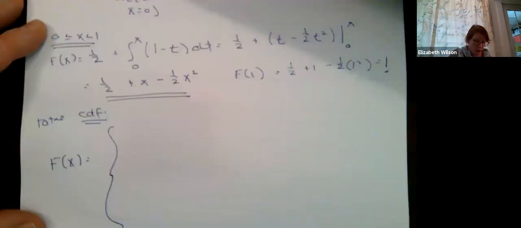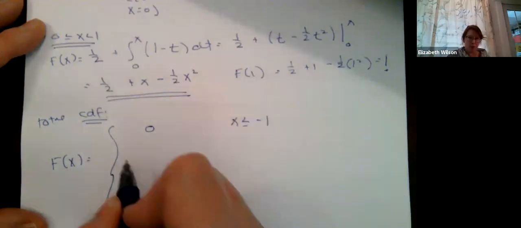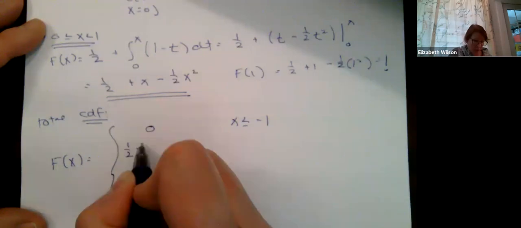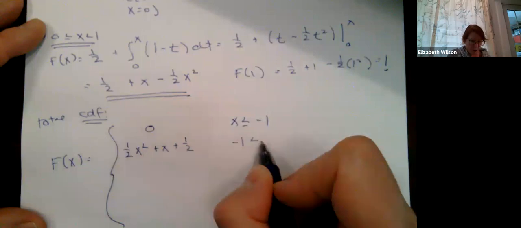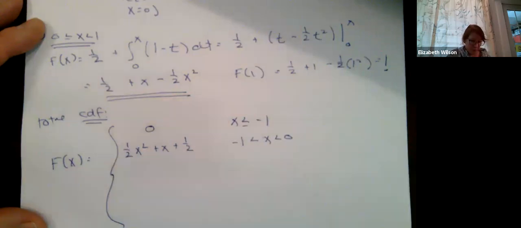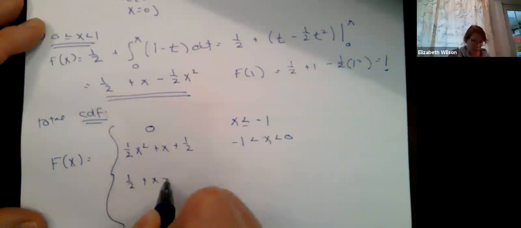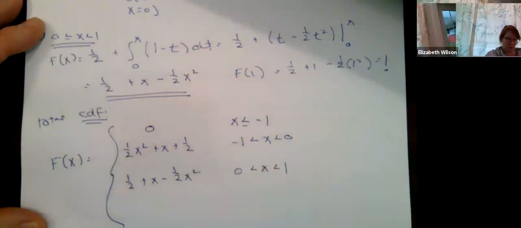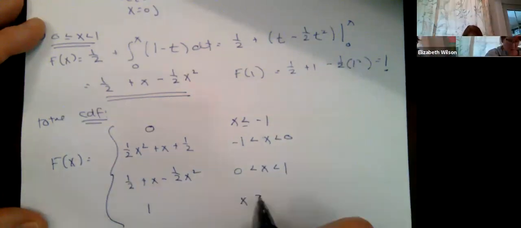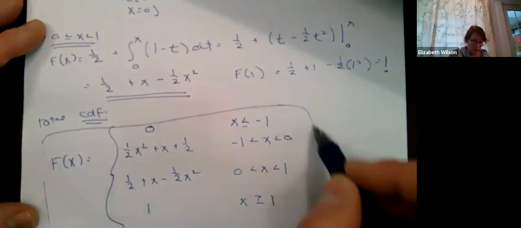So it's going to be 0 when x is less than or equal to minus 1. It's going to be 1/2 x squared plus x plus 1/2 when x is between minus 1 and 0, as we found in that first interval. Then it's going to be this 1/2 plus x minus 1/2 x squared when x is between 0 and 1. And it's going to be 1 when x is greater than or equal to 1. So this is our cumulative distribution function right here, our piecewise function.